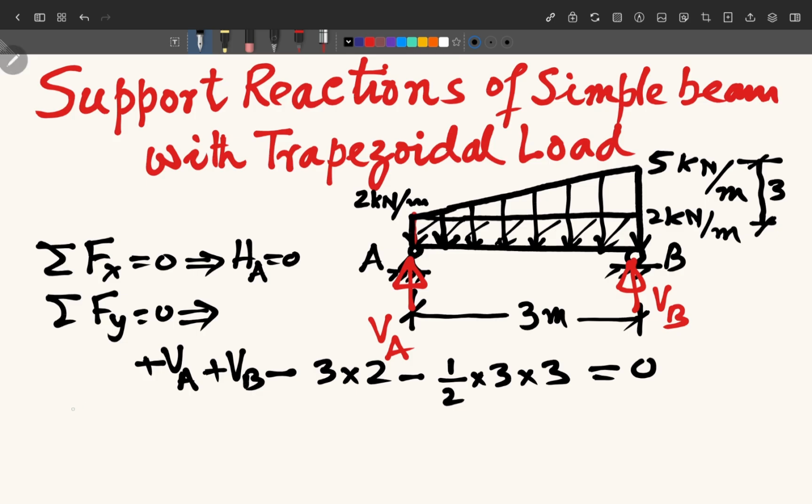Now we go to the third equation, sigma M about A. We take moment about any point of the beam, and in this case we are taking moment about A.